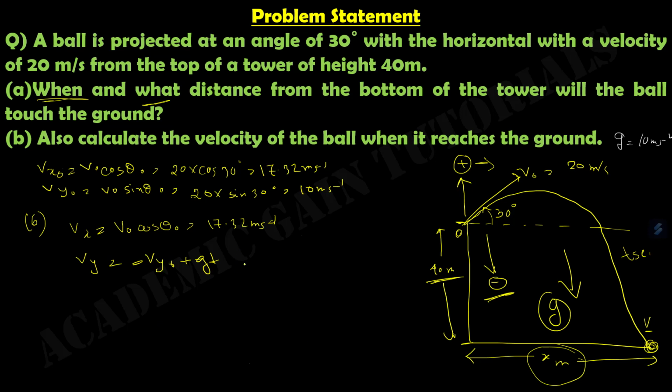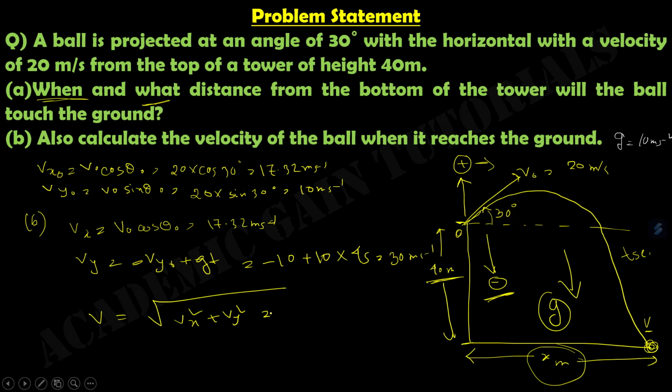If I put the values, the value of vy naught equals to 10, the value of g equals to 10, and t equals to 4 seconds. We find out that along the y-axis the velocity will be 30 meter per second. So the velocity when it touches the ground is v equals to root over vx square plus vy square, which is equal to 34.64 meter per second.